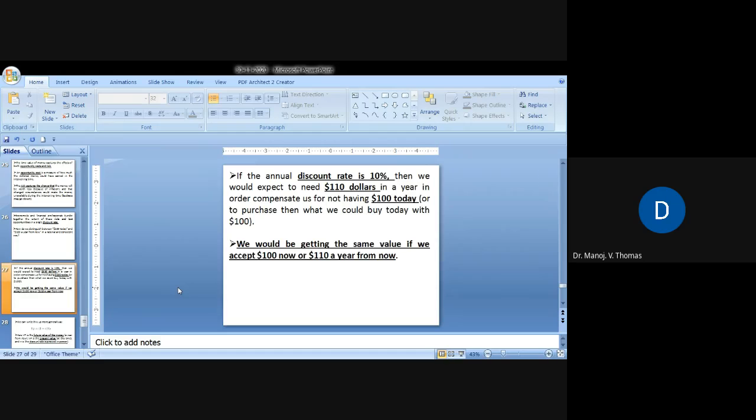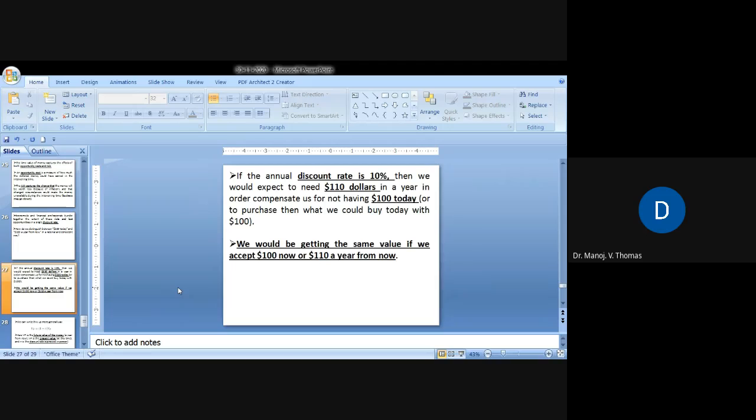Today, if you give the money today, you can give me $100. But if you plan to give me the money after 1 year, considering the discount rate of 10%, 10% of 100 is 10. So 100 plus 10, you will get 110. So at the end of the 1 year, you will have to pay $110. So in order to compensate us for not having $100 today, or to purchase what we could purchase today with $100, the value of money changes over time.